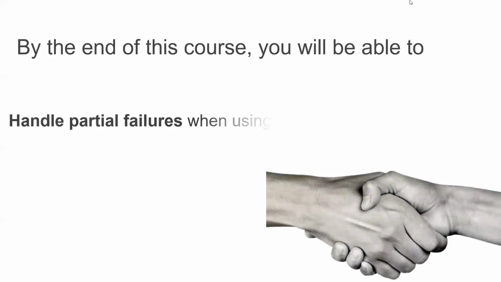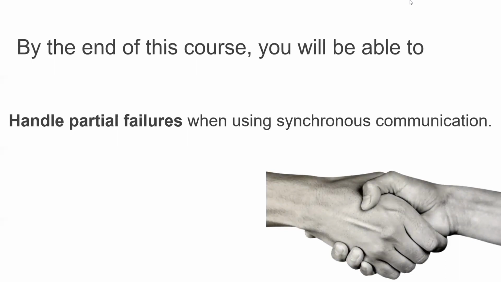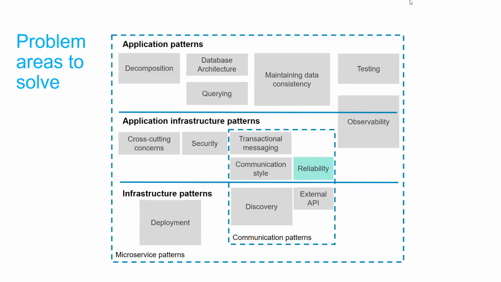In this lecture, I will explain how to create resilient and fault-tolerant microservice architectures that handle partial failure when services are synchronously communicating. Before starting, I have to recall that the purpose here is to create a reliable system that is able to deliver its services as designed, even if one or more of its components fail.